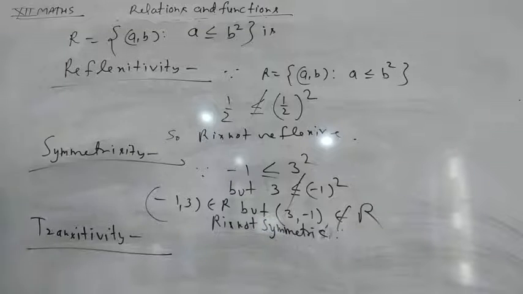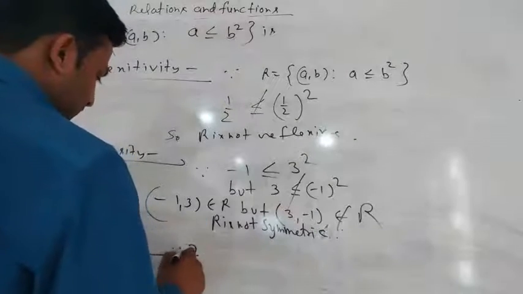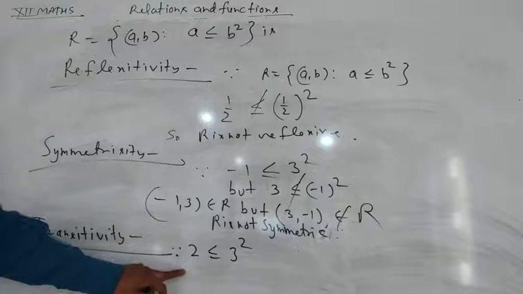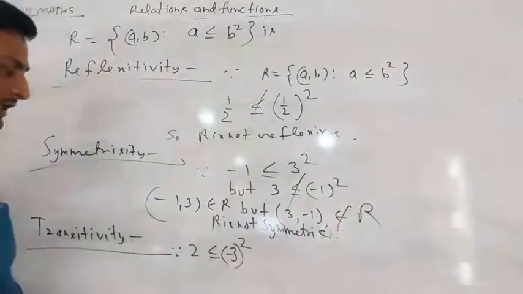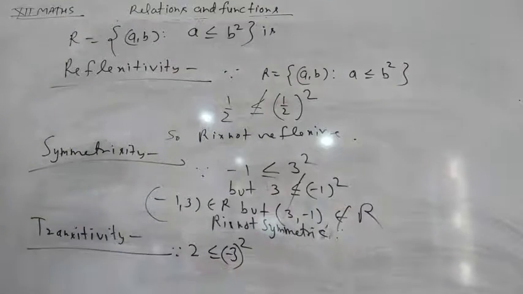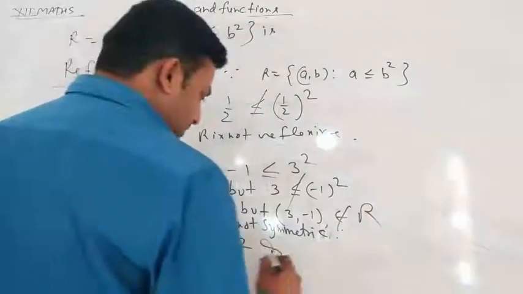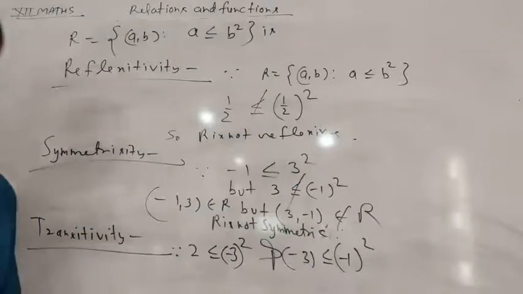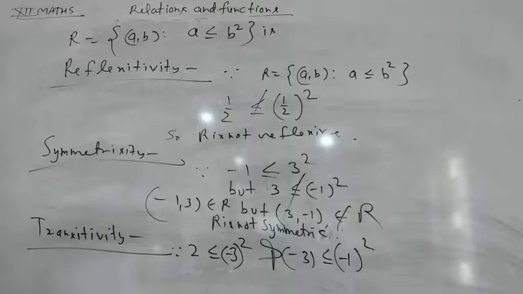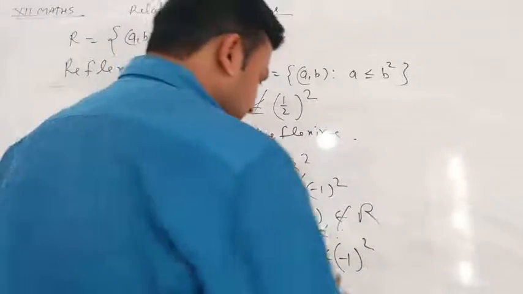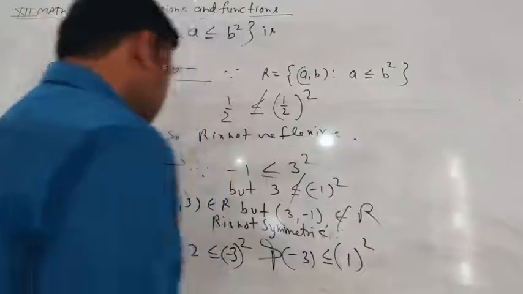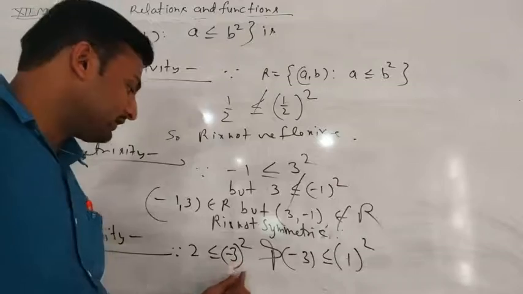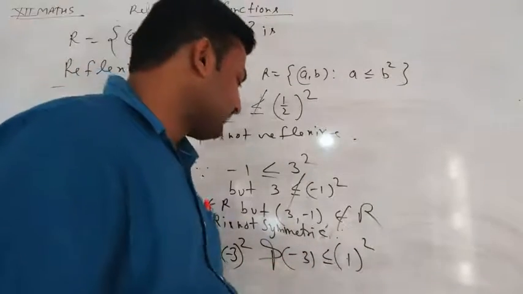So let 2 be less than (-3) squared. Okay, 2 is less than (-3) squared, right? And -3 is less than 1 squared. So 2 is less than (-3) squared, because here it will be 9, so 2 is less than 9, and here -3 is less than 1.